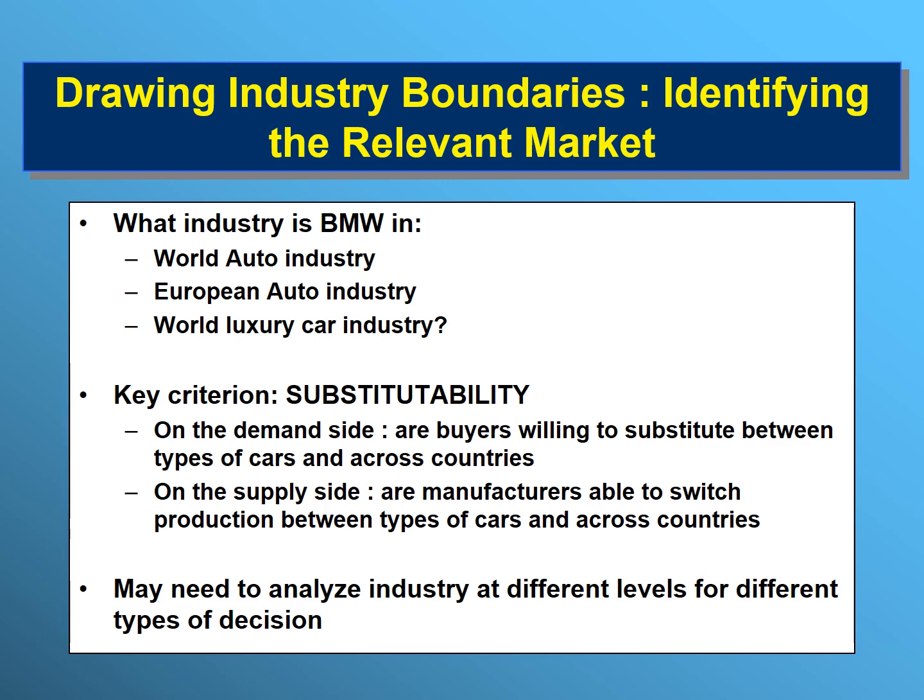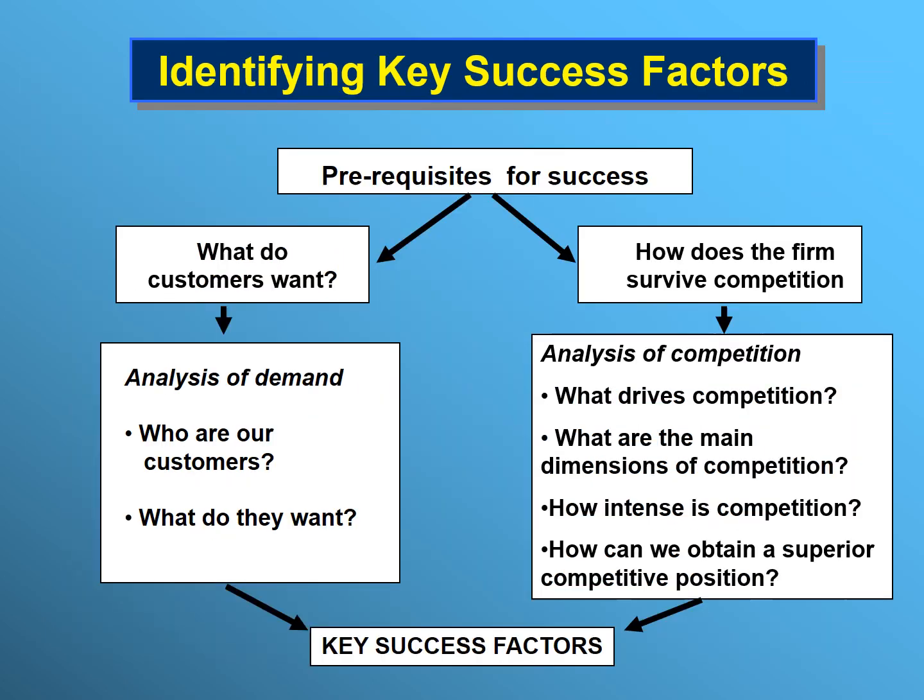Now, drawing industry boundaries, identifying the relevant market. What industry is BMW in? World auto industry, European auto industry, world luxury car industry. The key criterion is substitutability. On the demand side, are buyers willing to substitute between types of cars and across countries? And on the supply side, are manufacturers able to switch production between types of cars and across countries? We may need to analyze industry at different levels for different types of decision.